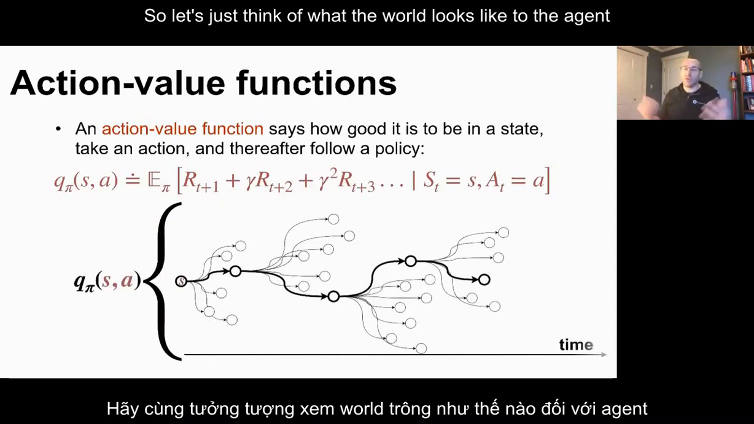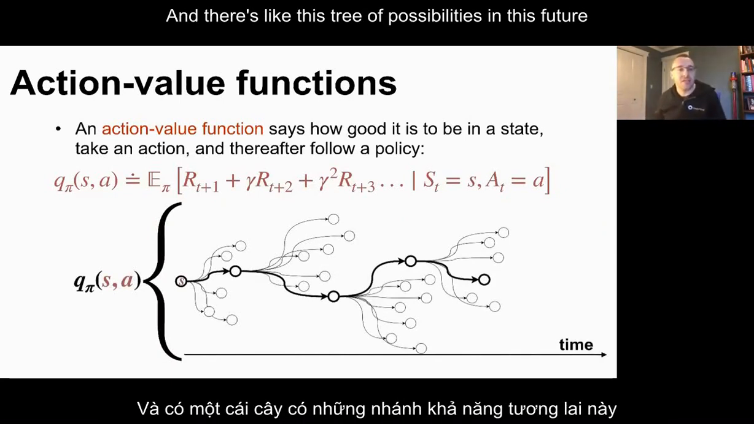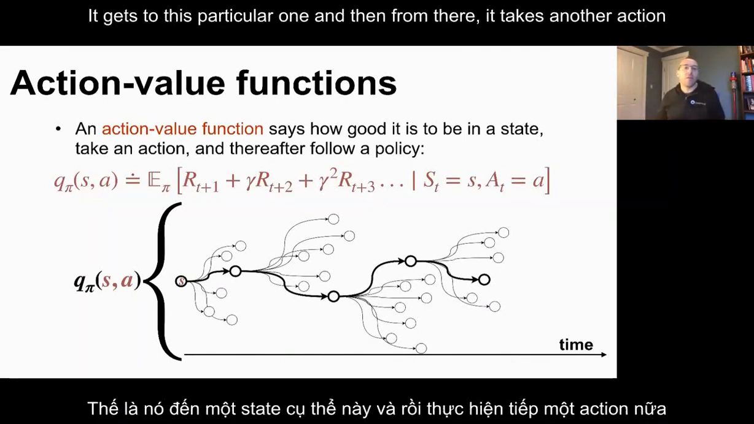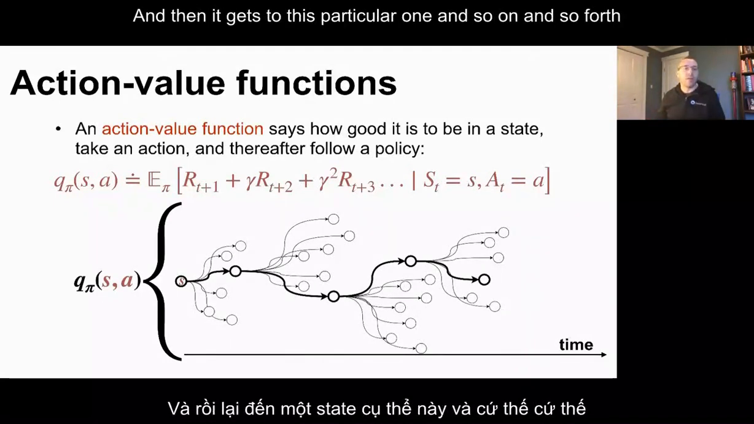So let's just think of what the world looks like to the agent. It's sitting there in state S in red, and there's this tree of possibilities in the future. It takes the first action A, which could lead to a whole bunch of different possible states, but it gets to this particular one. And then from there, it takes another action, which could lead to a whole bunch of other states. And then it gets to this particular one, and so on and so forth.